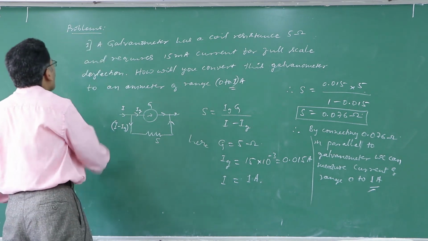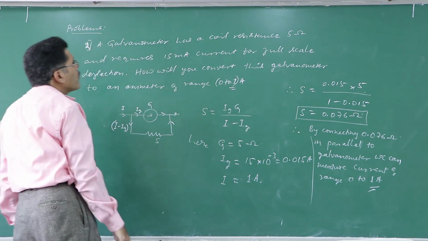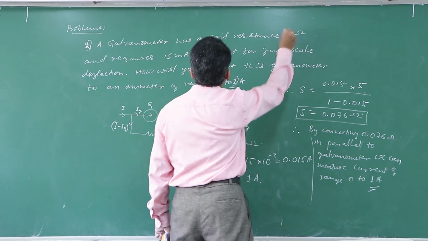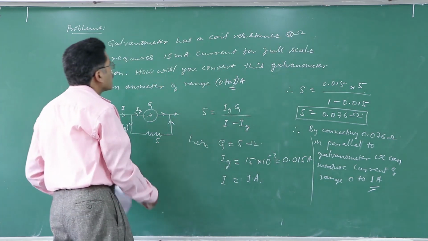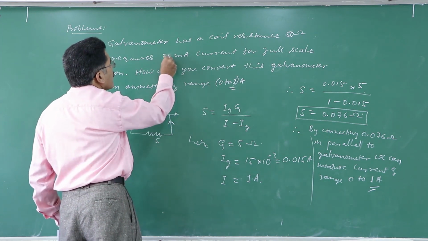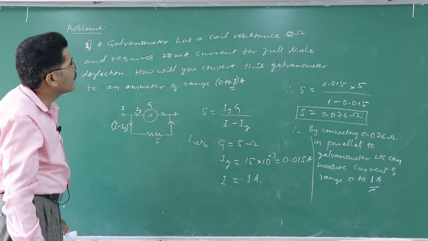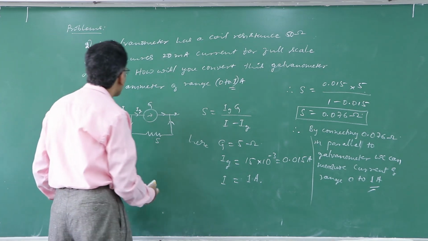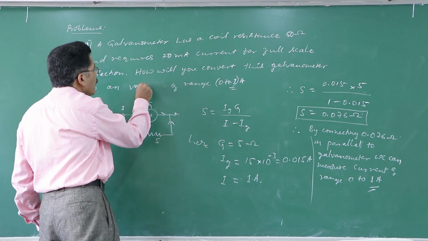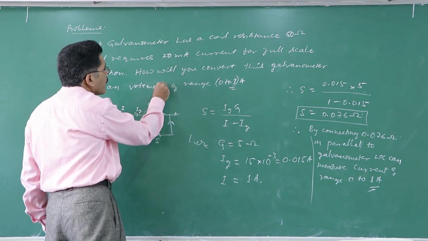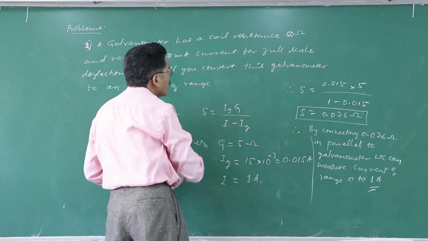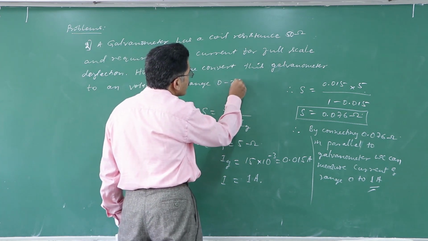Let me take another problem. A galvanometer has a coil resistance of 50 ohm and it requires 20 milliamperes for full scale deflection. How will you convert this galvanometer to a voltmeter of range 0 to 30 volt?